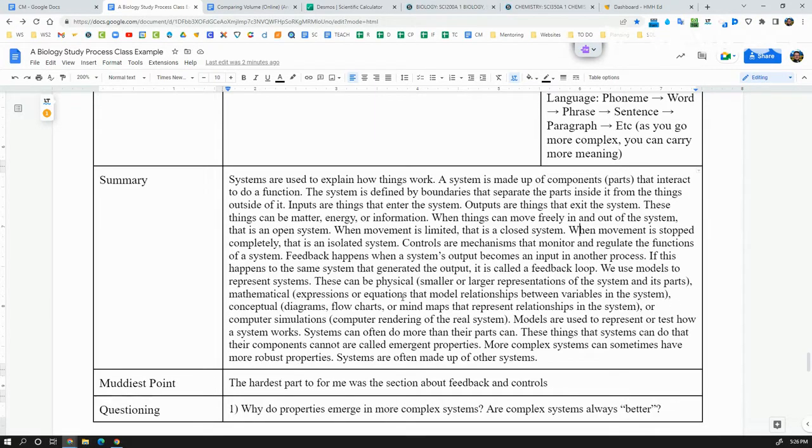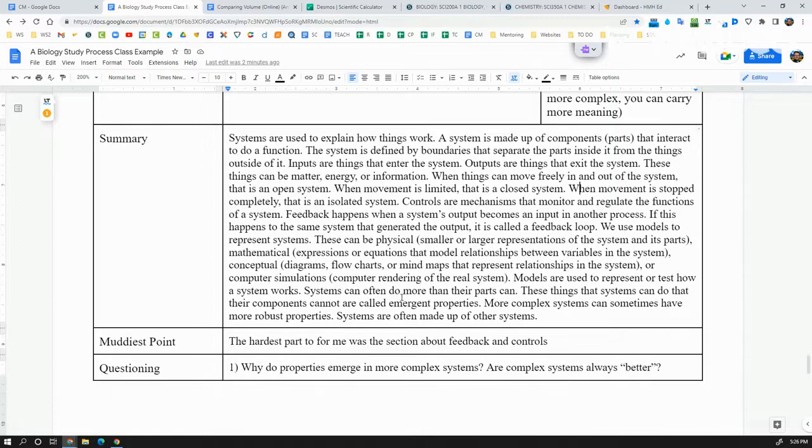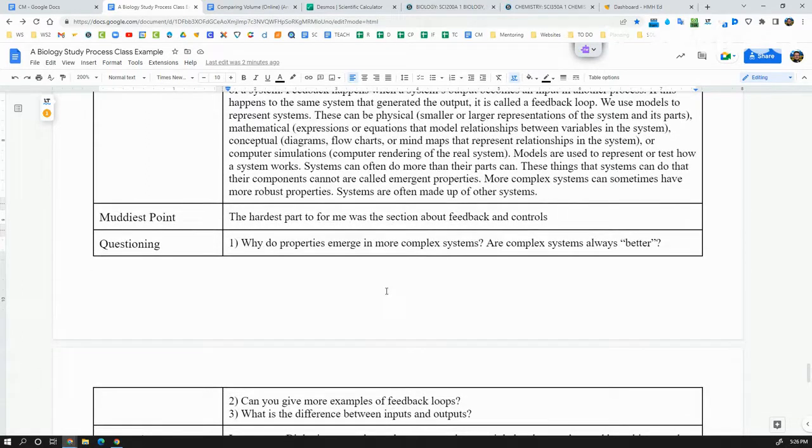Underneath the muddiest point, you might want to do a section called questioning. Now, in this questioning section, what you want to do is write down questions that you may have because you're curious about, you want to learn more, or even questions that you created in the process of acting like a teacher and trying to come up with test questions.